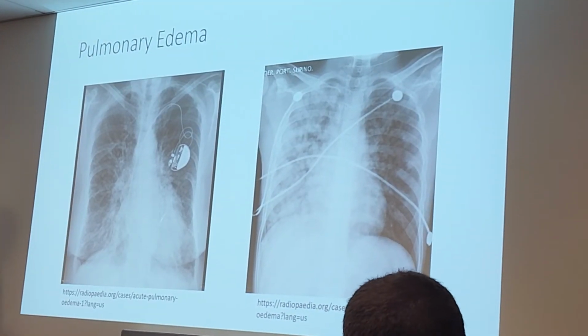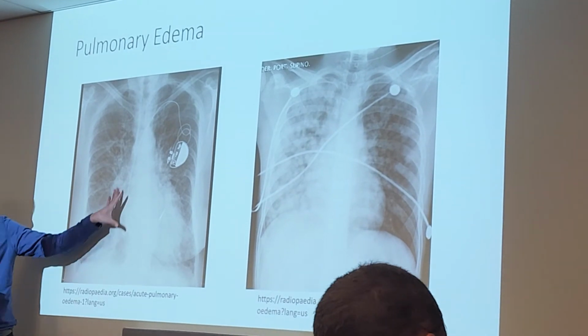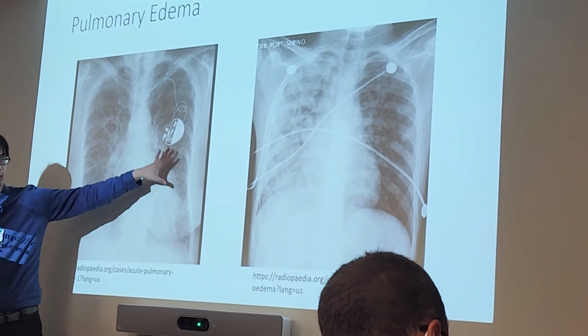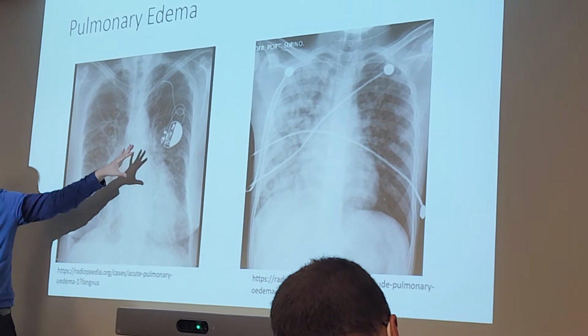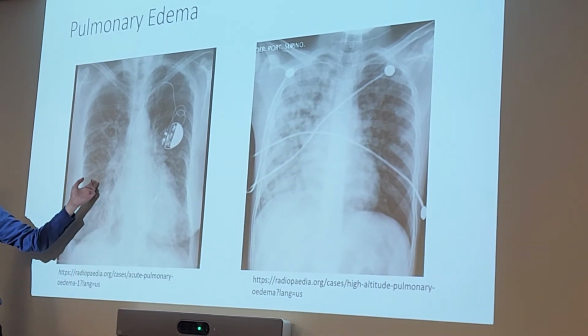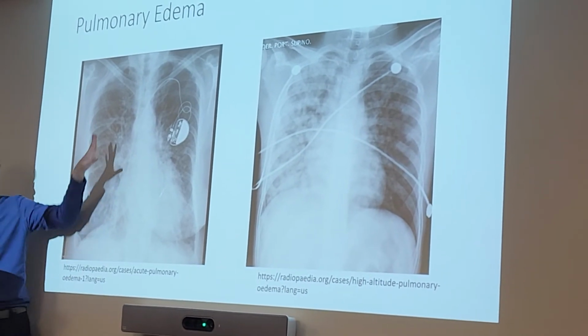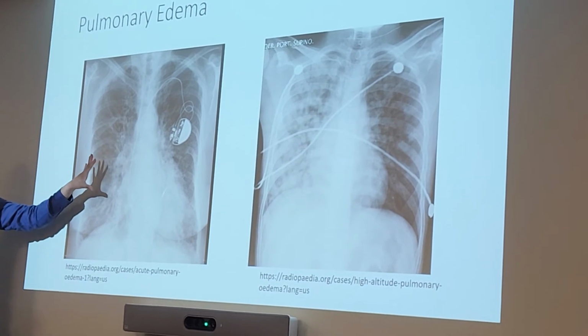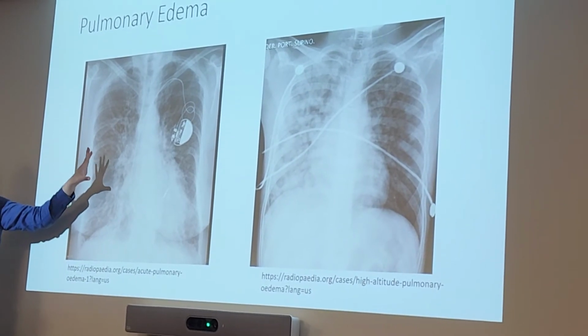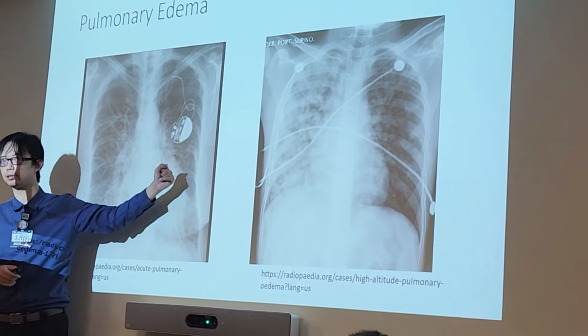Some other examples of pulmonary edema. Okay, once again, you can see how white this hilar region has become. Over here, it seems like the right side is slightly more affected because it is a bit more radiodense. It's a bit lighter compared to the left side.